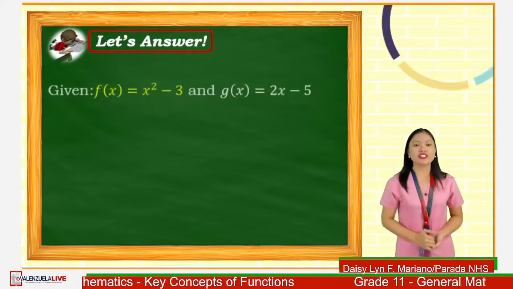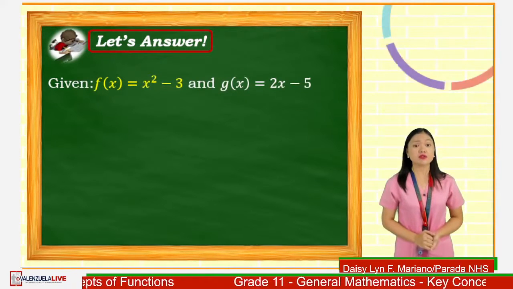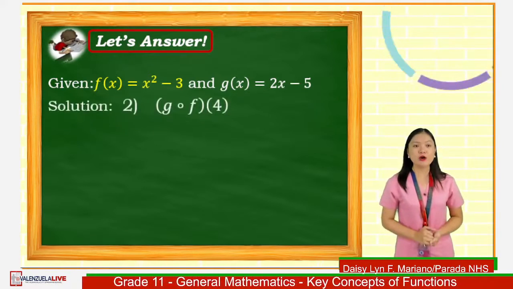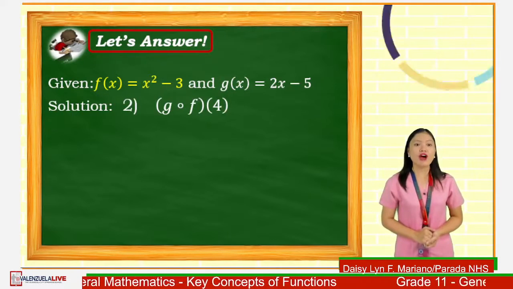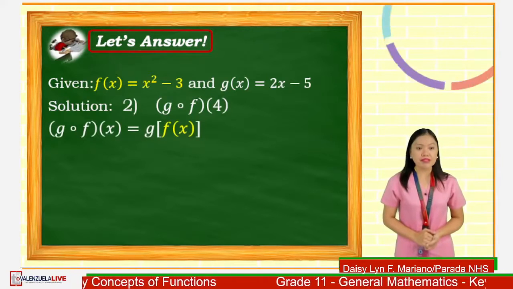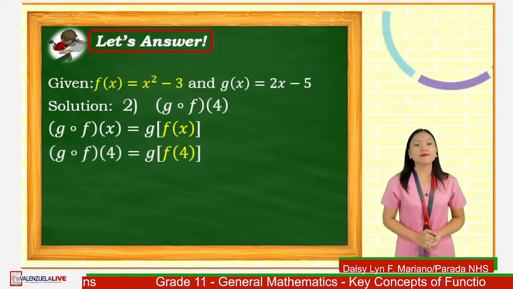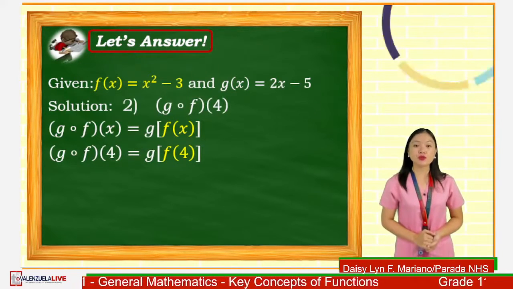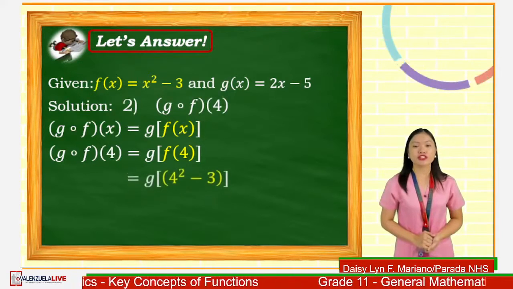From the given functions, f of x is equal to x raised to 2 minus 3, and g of x is equal to 2x minus 5. Let us compute for g composed with f of 4. First, we write g composed with f of x as g of f of x. We evaluate first the f of 4, that is, replacing x by 4 in the expression x raised to 2 minus 3, then performing its operation.